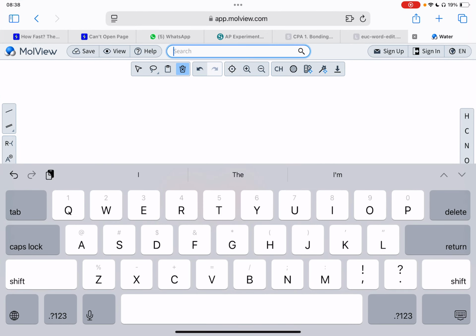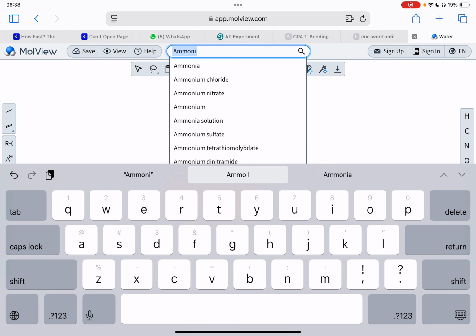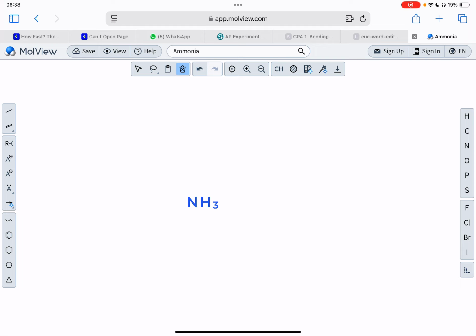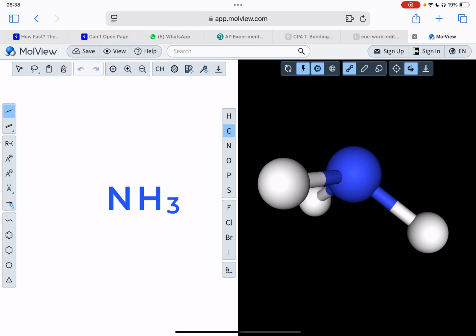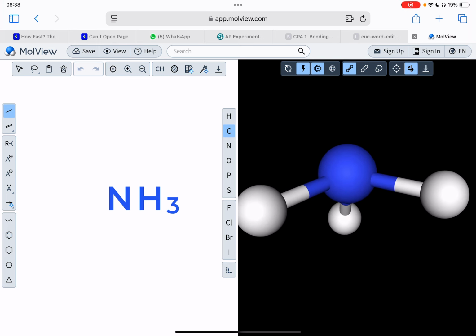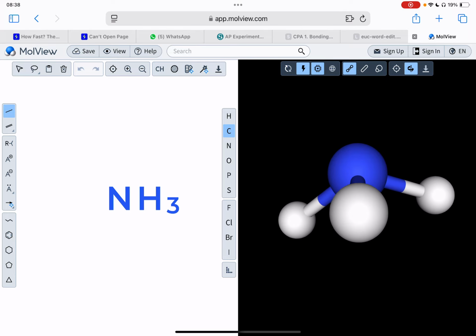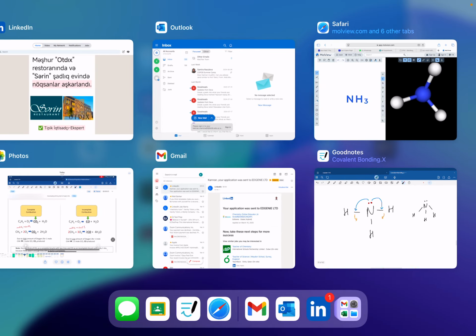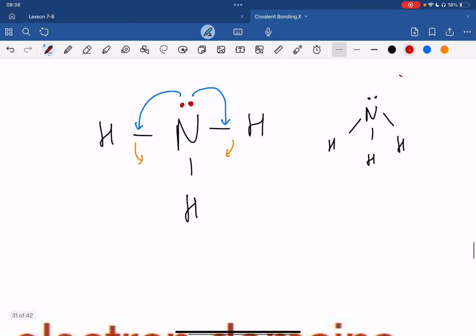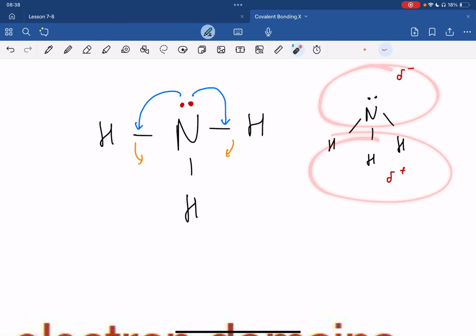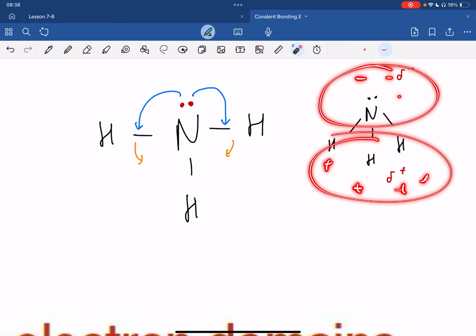Let me quickly show you ammonia. I believe we cannot see it here, so let's see. Yes, as you can see, the ammonia molecule is here. The blue one is nitrogen, and you see the hydrogens are downward, below the nitrogen. Also, just remember that nitrogen has more electronegativity, so these ones are delta negative and the downward ones are delta positive. This is also a polar molecule because one end is positive and the other end is negative.